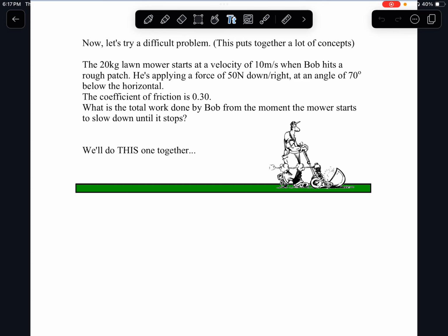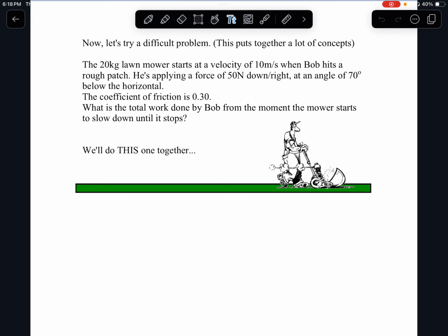This is what's the total work done by Bob from the moment the mower starts to slow down until it stops. So we want to be able to use work, which is force times displacement. Now, we've got Bob's pushing, and it's at an angle, but we could figure out the direction of that force that acts in the direction that the lawnmower will be moving, which, according to this picture, would be to the right, but we don't know the displacement. So in order to solve this problem, we must first get the displacement.